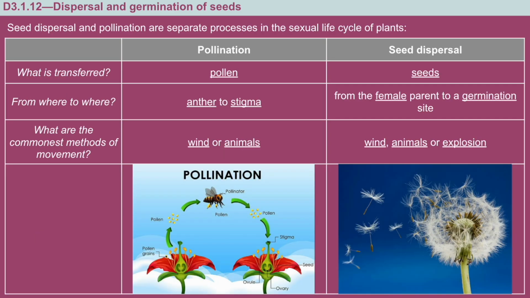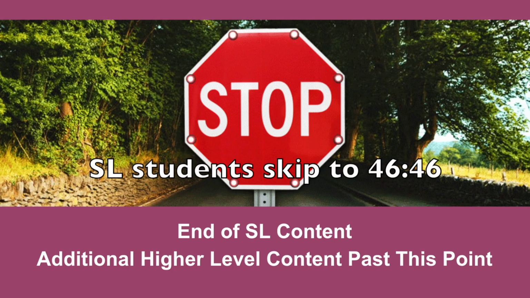So lastly, for the SL content for this slideshow, let's contrast pollination and seed dispersal. Remember that pollination is the transfer of pollen from anther to stigma, most commonly by wind or animals. Whereas seed dispersal is transferring seeds, which are different than pollen. This is going to be our fertilized eggs from the female parent to a germination site, commonly by wind, animals, or explosion. That brings us to the end of SL content for D3.1.